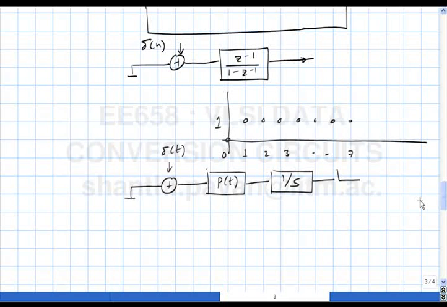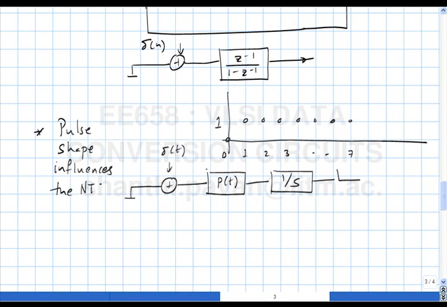Clean? Okay. Now clearly the first thing that comes out right away is that the NTF or the loop gain definitely depends on 1 over S and P of t. So the pulse shape of the DAC influences the loop gain, which means that the pulse shape of the DAC influences the noise transfer function. That makes sense? You understand?